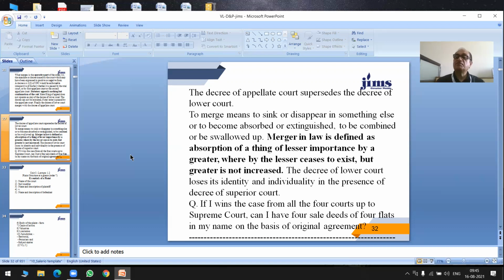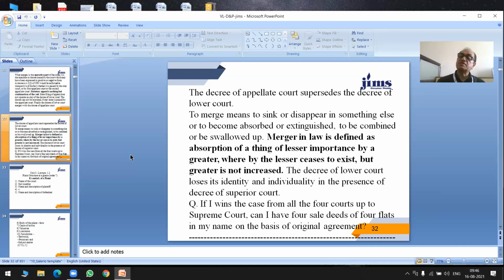I'm giving you an example before I close this lecture. If I win the case from all the 4 courts up to the Supreme Court, can I have 4 sale deeds of 4 flats in my favor on the basis of a single agreement? Probably your answer will be no. If I have won my case from 4 courts, I am entitled to execution of sale deed in my favor only once, on the basis of my original agreement dated 1/1/2017. So this is, dear students, the doctrine of merger.